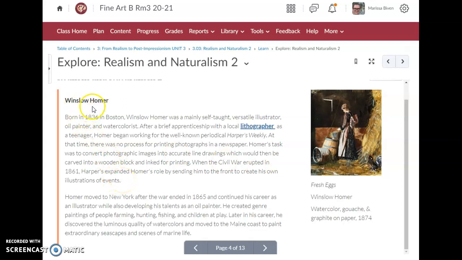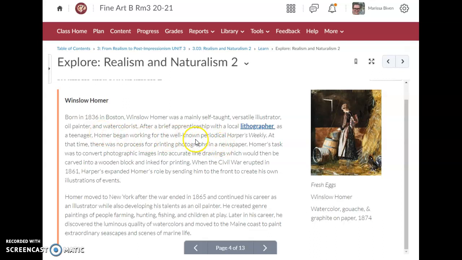So we've got this guy, Winslow Homer, who's born in 1836 in Boston. He's mostly self-taught, meaning he didn't really go to school, didn't really go to art school. He's an illustrator, an oil painter, and a watercolorist. He had a brief apprenticeship, meaning he studied for a little while with a local lithographer. That's a person who makes a certain type of print.